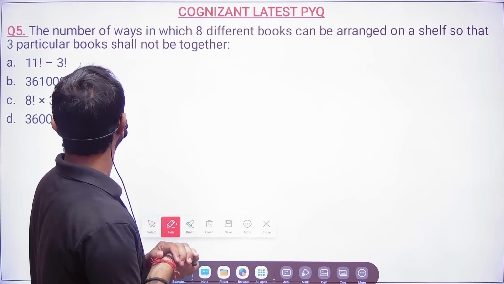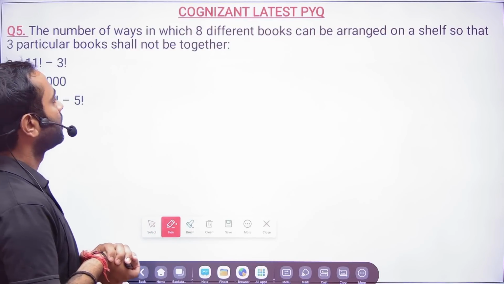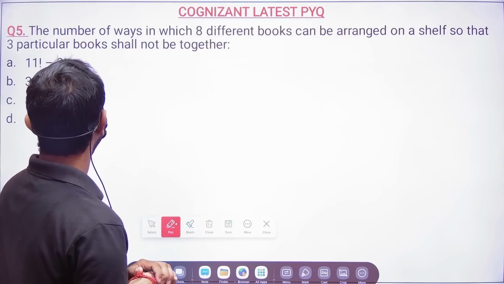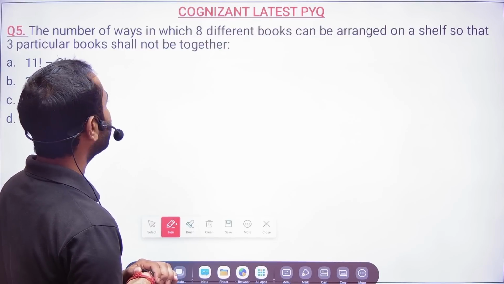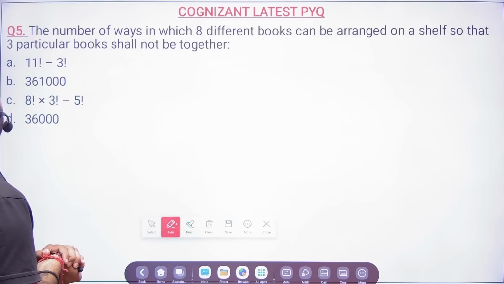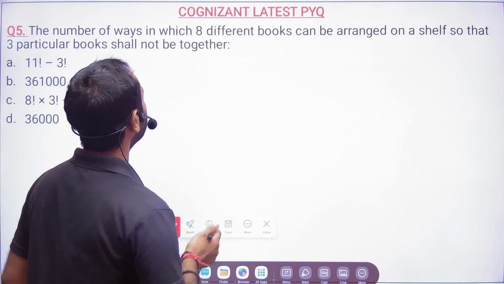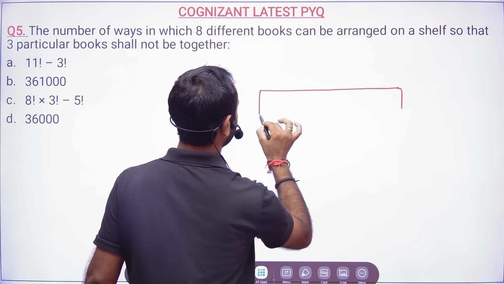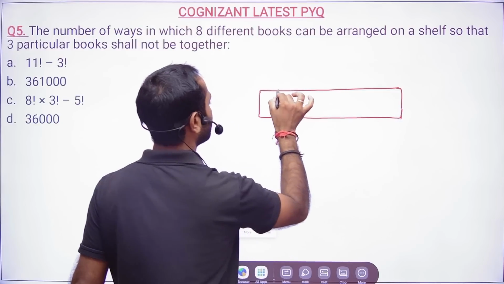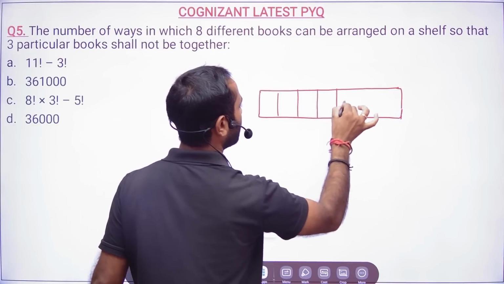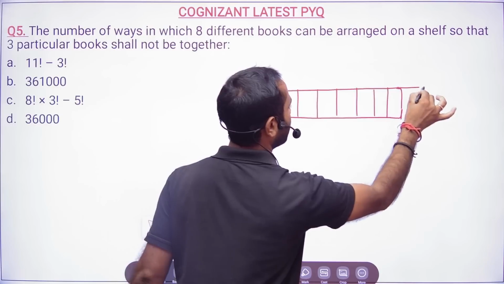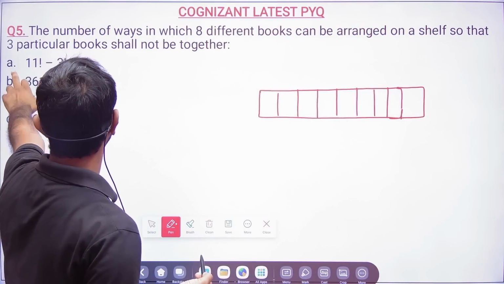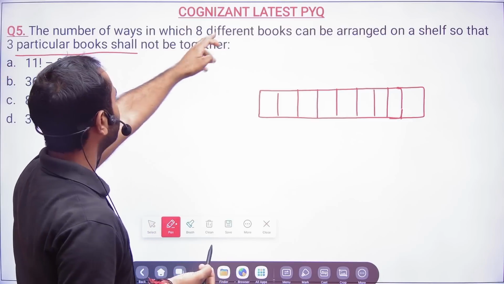Question number 5 says: the number of ways in which 8 different books can be arranged on a shelf so that 3 particular books shall not be together. Very good. So now we have 8 different books, 1, 2, 3, 4, 5, 6, 7 and 8. The number of ways in which 8 different books can be arranged on a shelf so that 3 particular books shall not be together.